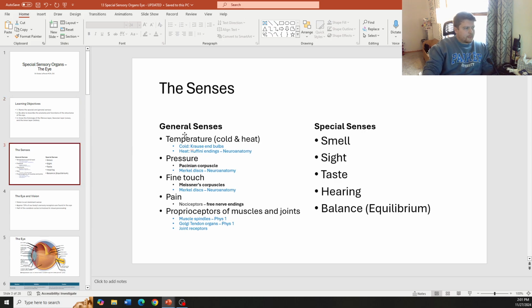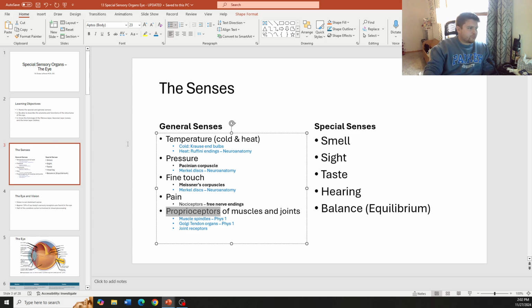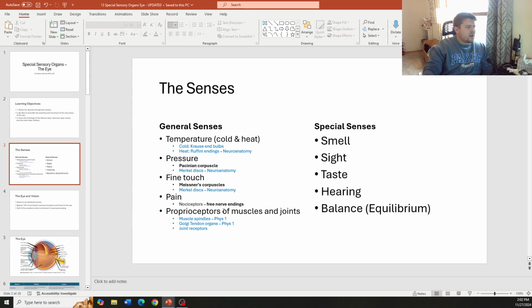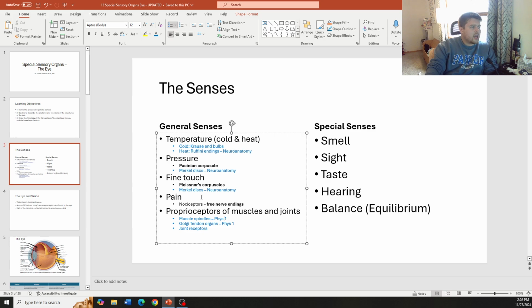So in general, we have our general senses being temperature, pressure, fine touch, pain, and then proprioception. I went ahead and included some of the specific anatomical structures that actually deal with these different ones. Some of them we've already talked about. For example, the Pacinian corpuscles and the Meissner's corpuscles we talked about when we were getting into the skin lecture. And then some of the other ones we will continue to look at, like muscle spindles and Golgi tendon organs. You'll focus in more on physiology 1, and some of these other ones you'll take a deeper dive in neuroanatomy.